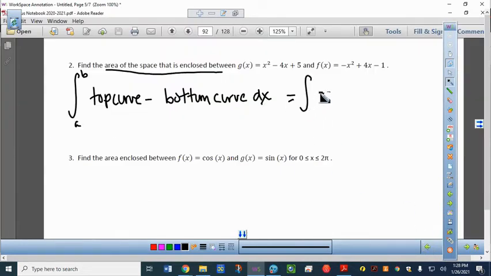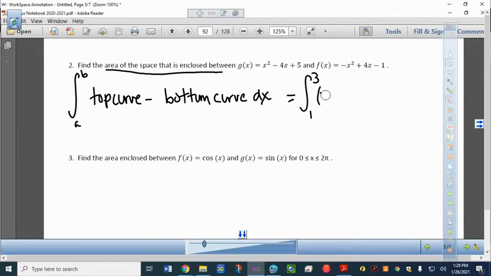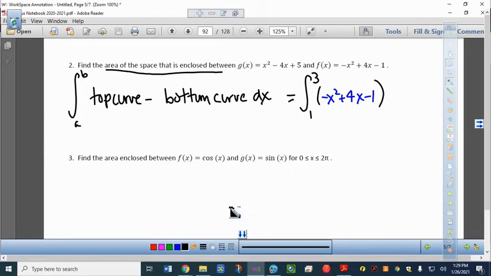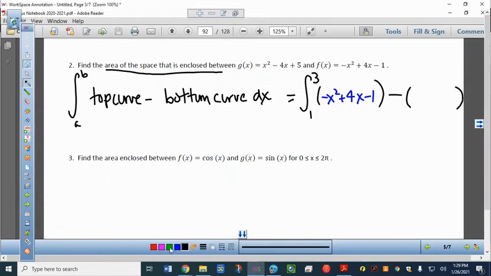So in this case, it's going to be my top curve. We go from 1 to 3. My top curve is negative x squared, let me put that in blue because it was blue over there, negative x squared plus 4x minus 1, minus, and my bottom curve is then going to be that g of x, x squared minus 4x plus 5. And this is something you can just put directly into your calculator to get your answer. Just put that right on in there.